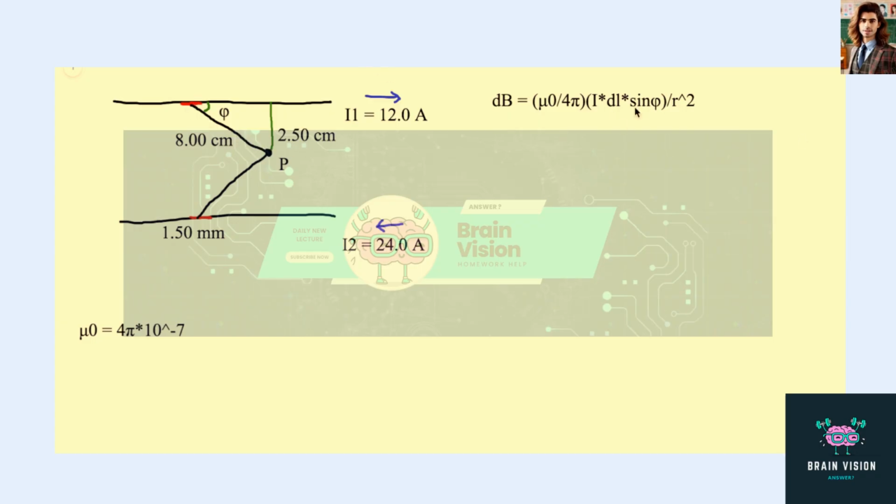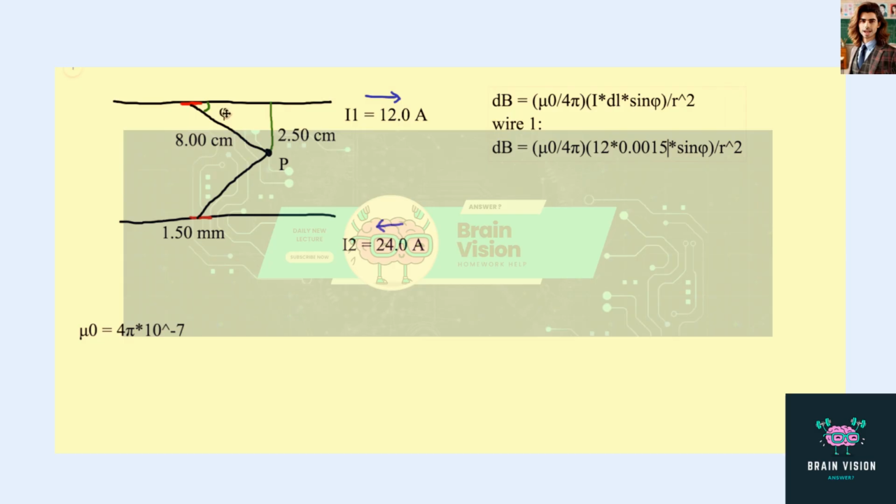So going through and plugging this in, let's just do this for wire 1, the top current of 12 amps. Copying our equation over here, the current in this case is going to be 12 amps. The dl that we want to use, this little red segment, the length is 1.5 millimeters. We need to convert that into meters. That's going to give us 0.0015 meters. And now we need the sine of this angle.